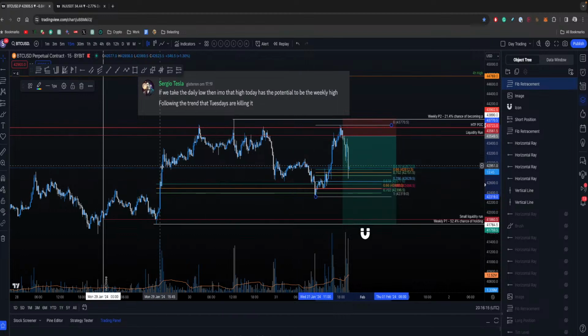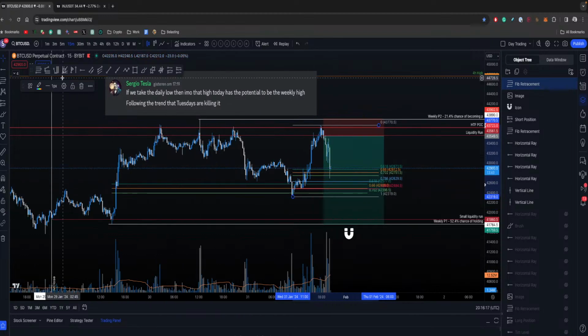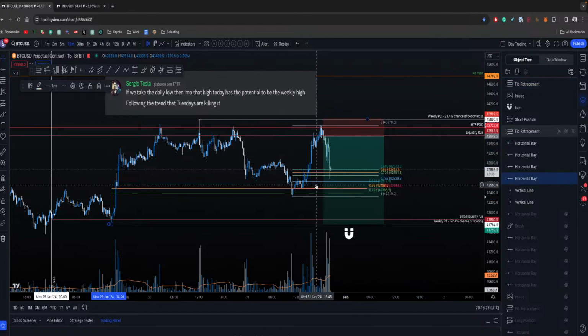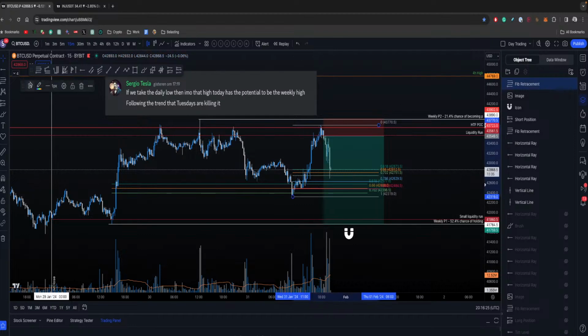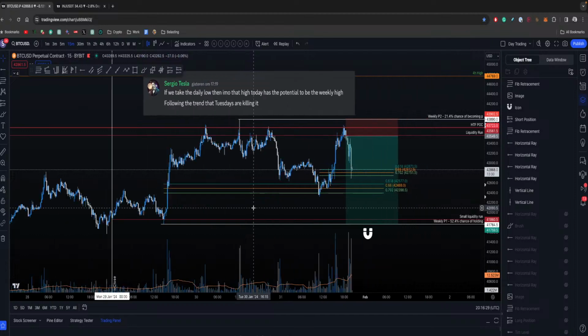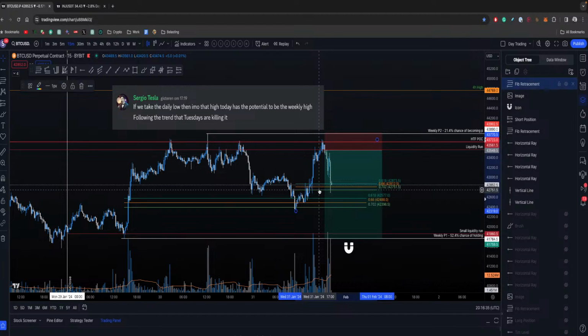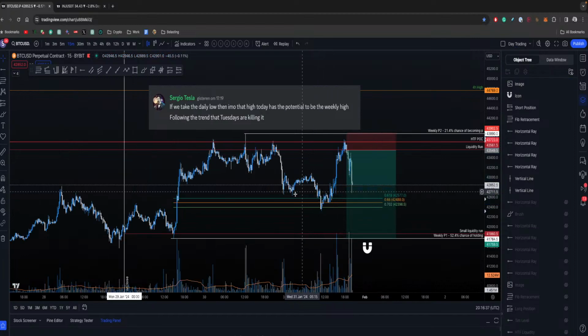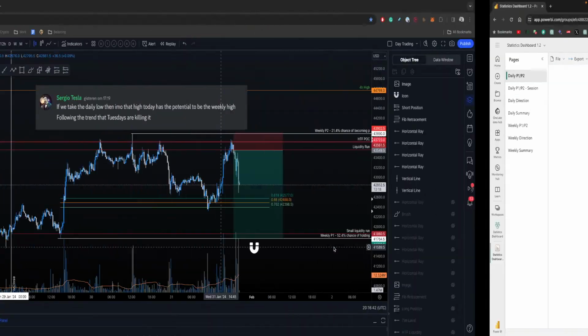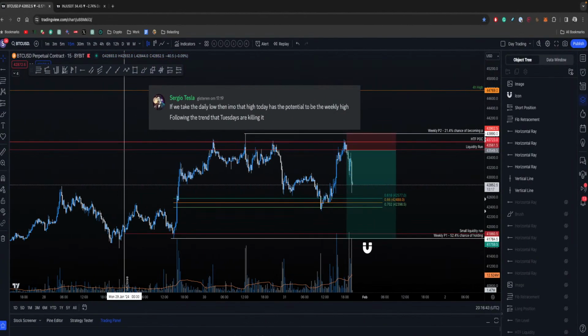We're now at the golden pocket. So also I had to take profit here. And I think I have the rest open until here. See if it plays out. Let's see how Tuesday does.